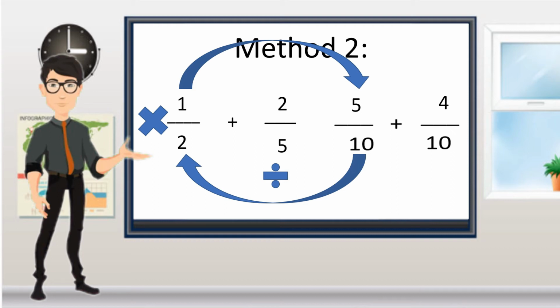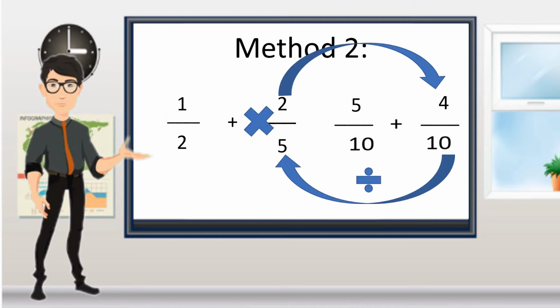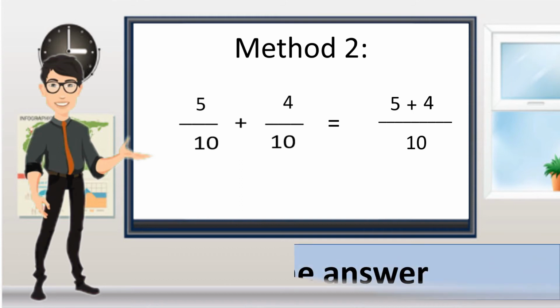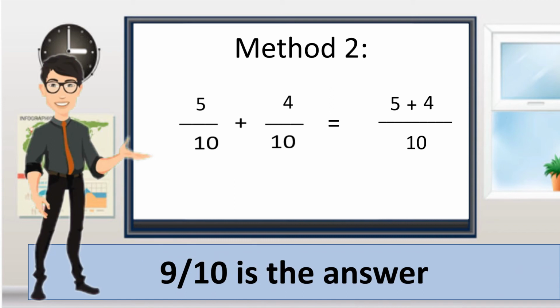So how are we going to get it? In this figure, 10 divided by 2, the answer is 5, times 1 is 5. Another figure, 10 divided by 5 is 2, 2 times 2 is 4. So add the numerators over the common denominator. 5 plus 4, the answer is 9. And just copy the common denominator, which is 10. So the answer is 9/10.